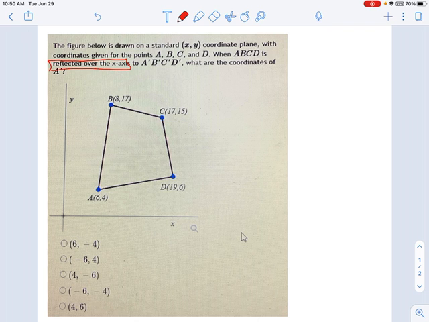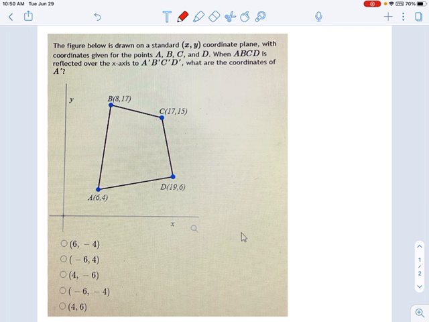Okay? So we have this shape ABCD, which you can see here drawn in the figure. And we're told that ABCD is reflected over the x-axis to these new coordinate points, which were not shown in the picture. And the question is, what are the coordinates of A with this little apostrophe over it? Okay, what are the coordinates of A apostrophe?